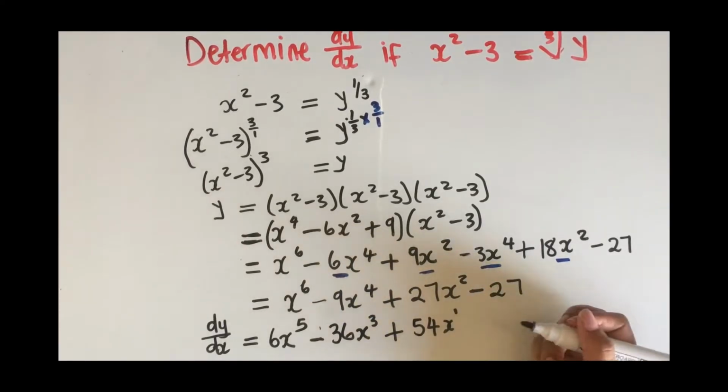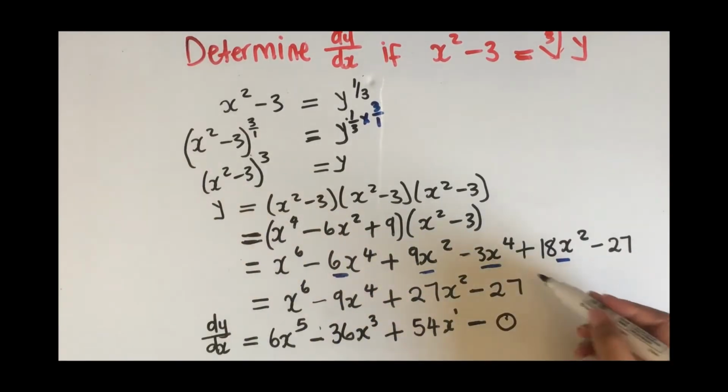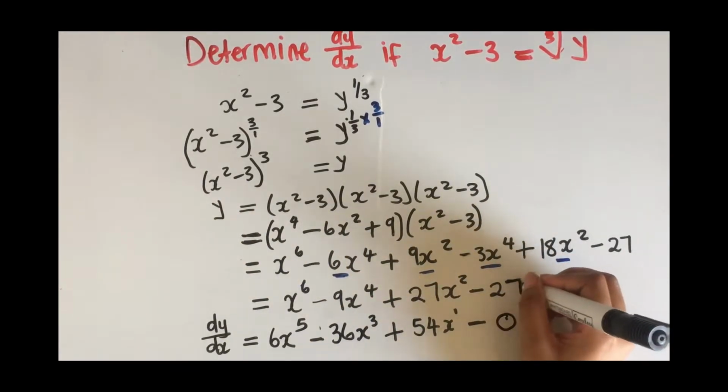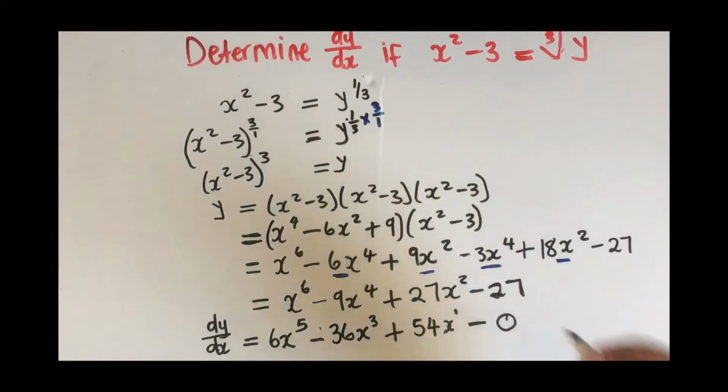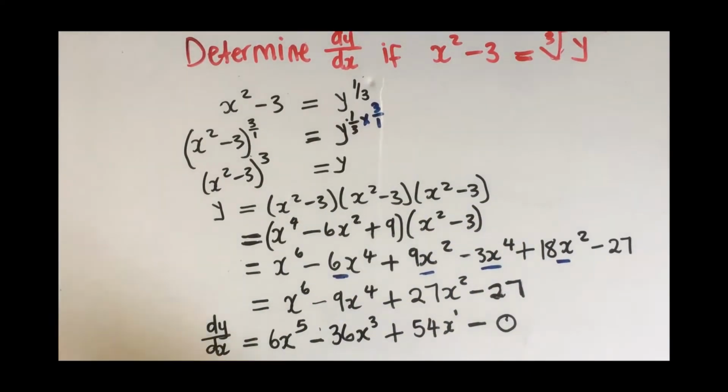Then minus 0, because we know the derivative of a constant number is 0. Okay, and then we are done.